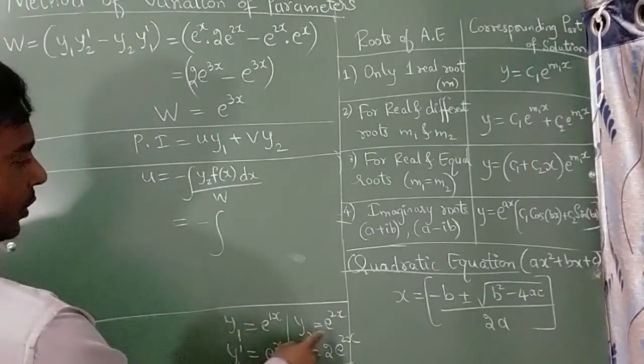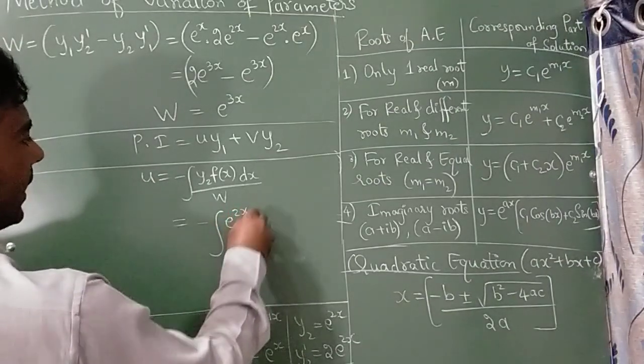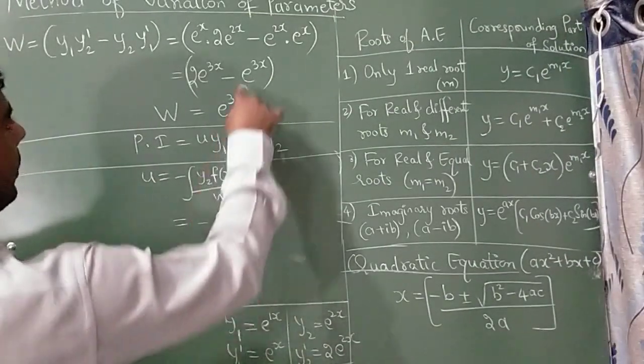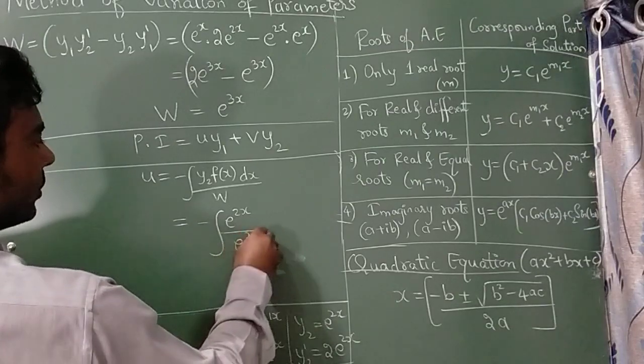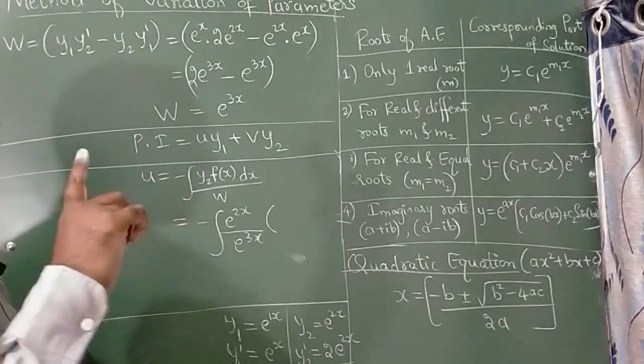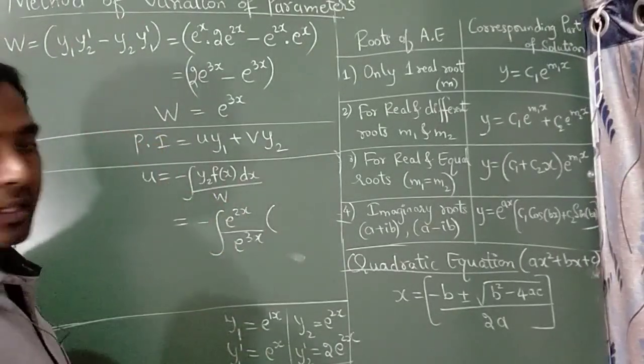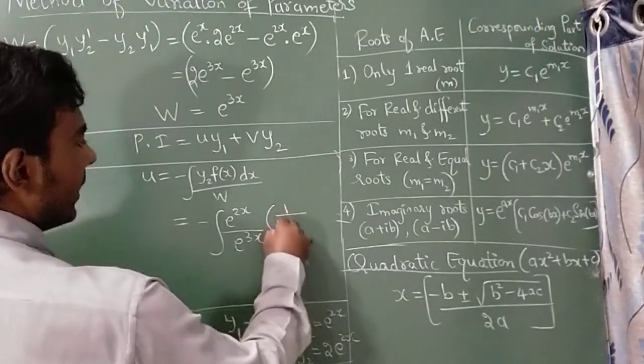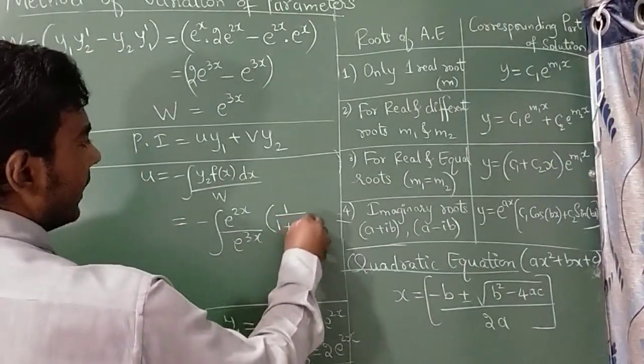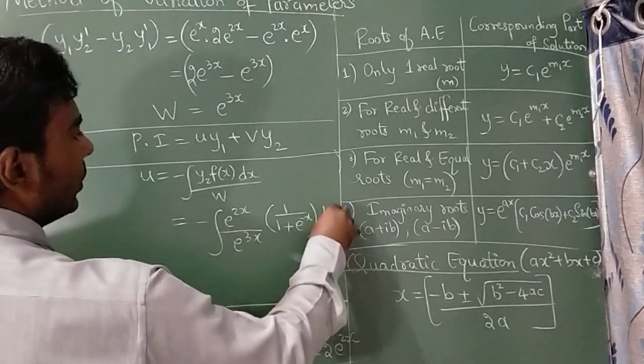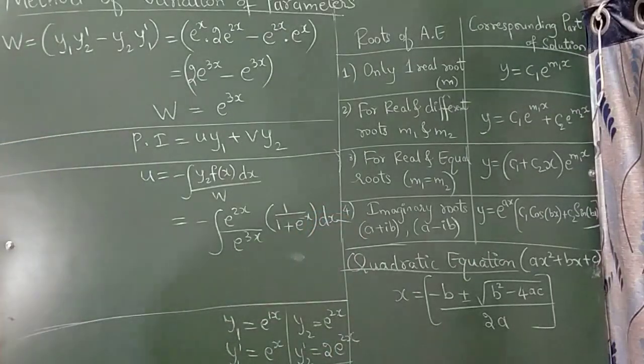What is y2? It is e raised to 2x. What is w? E raised to 3x. Now what is f? F of x is given in the given equation. It is 1 divided by 1 plus e raised to minus x into dx. Fine.